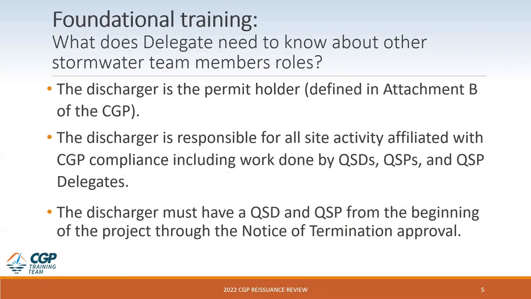So what does the delegate need to know about the other stormwater team members' roles? The discharger is the permit holder as defined in attachment B of the CGP. And it's the discharger's responsibility to oversee all site activity and work that is done by the QSDs, the QSPs, and the QSP delegates. So I guess the understanding should be by the QSP delegate that the LRP or the discharger is the ultimate boss at the job site with regards to stormwater compliance.